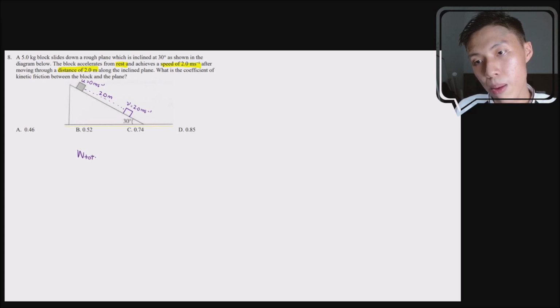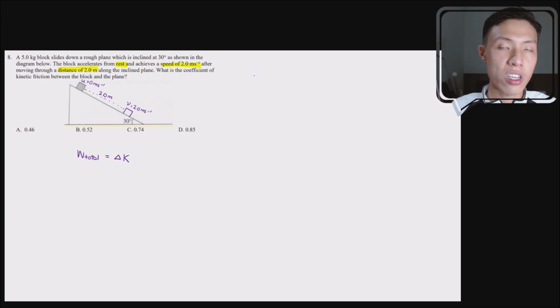It's not work done by any other forces. It's the total work done that will be equal to the change in kinetic energy. Okay, this is the work energy theorem. There's no other version of the work energy theorem. The work energy theorem is total work done equals the change in kinetic energy.